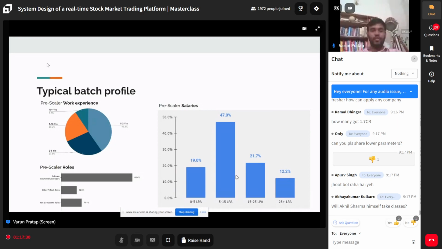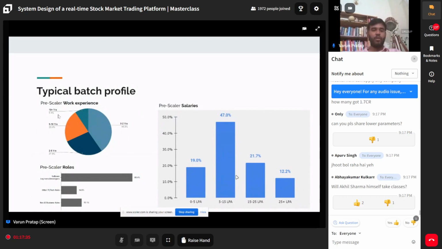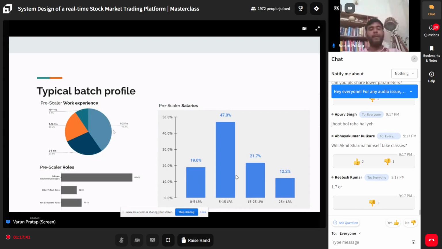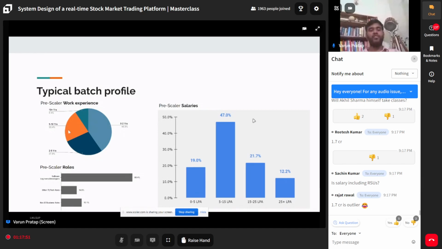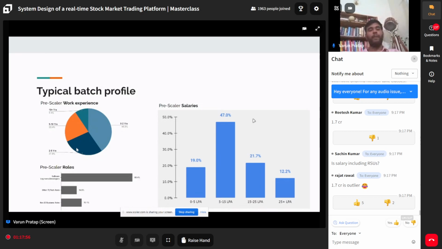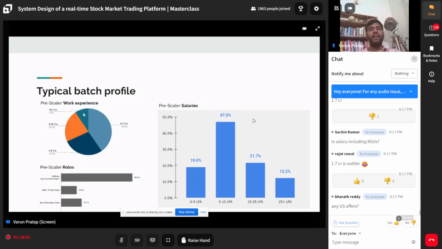Typical batch profile: I don't know whether you can see, I'll speak it out loud. We have 10% of people who have 10 plus years of work experience, and approximately 45% of people are between 0 to 2 years. So it's a fairly young peer group, a young learning community. 5 to 10 years has a 25% share, and 2 to 5 years has an equal share. So 25% here, approximately 45% in 0 to 2 years, and 10 plus years has around 10%.